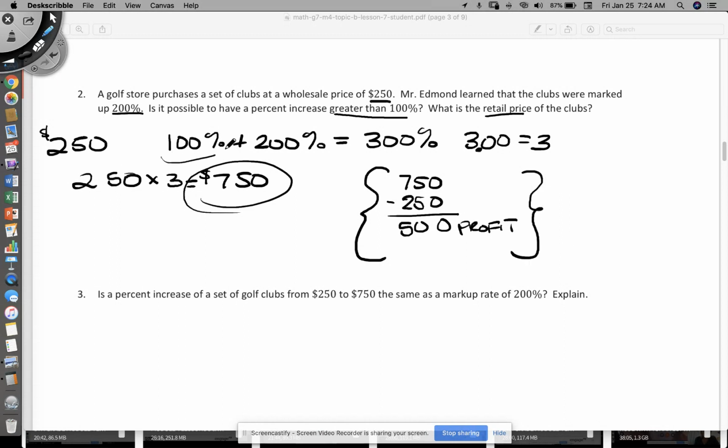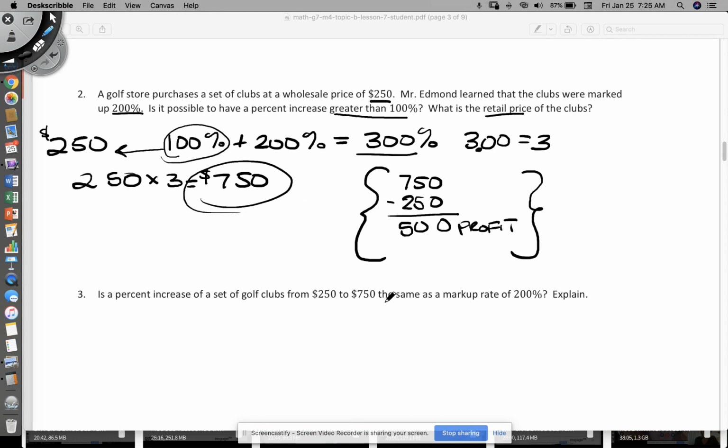So the 100% goes to the wholesale price that they purchased. They bought 100% of that money or that item or whatever you want to think of it as. They raised it an additional 200%. So in all, they actually tripled the price of this item. Okay, they didn't double the price of the item. They tripled it on this one.